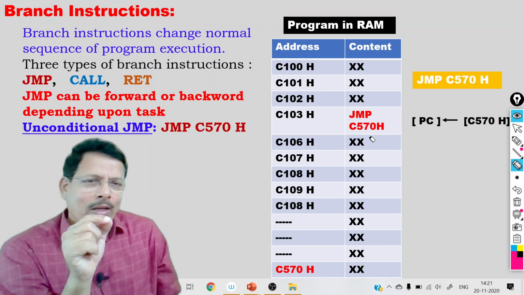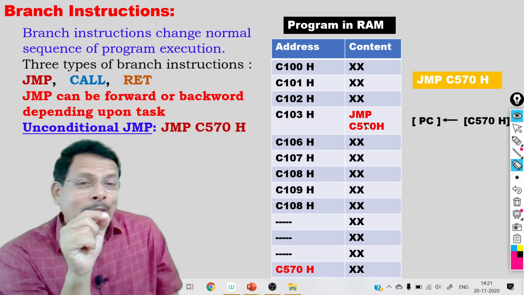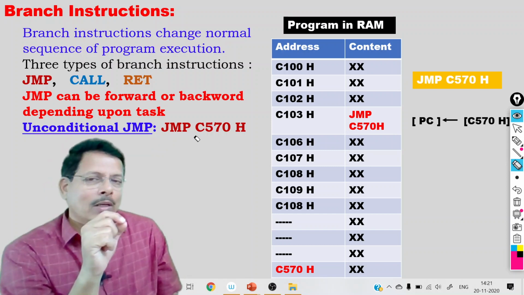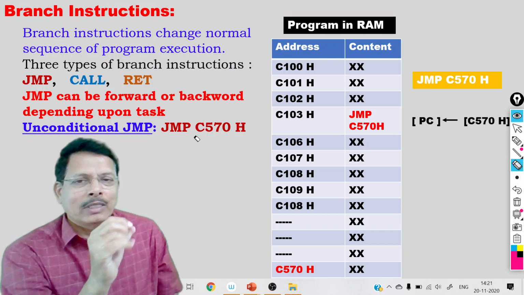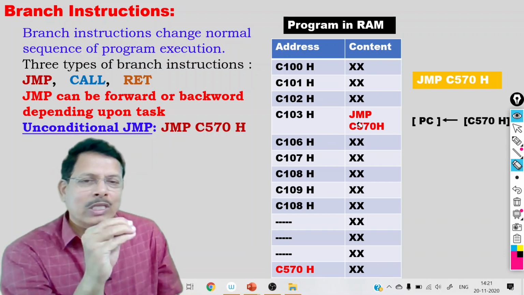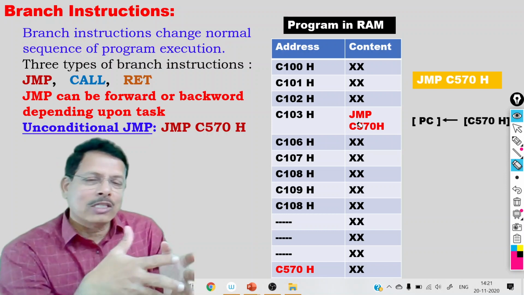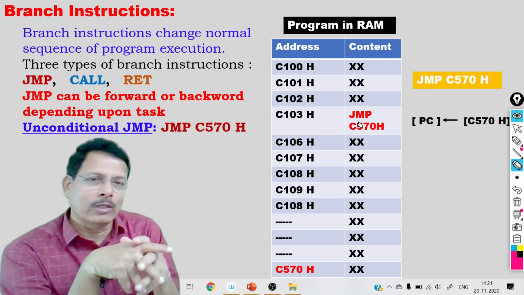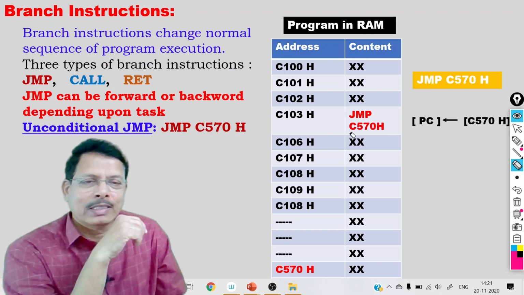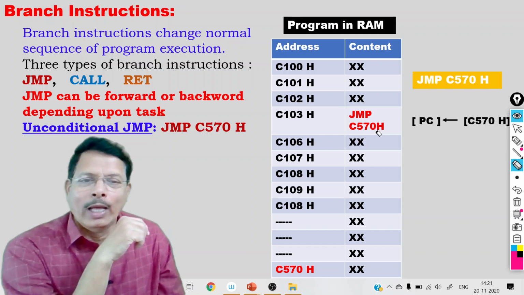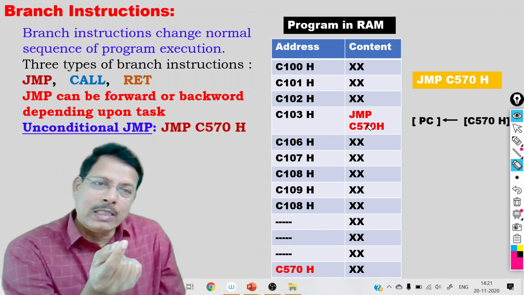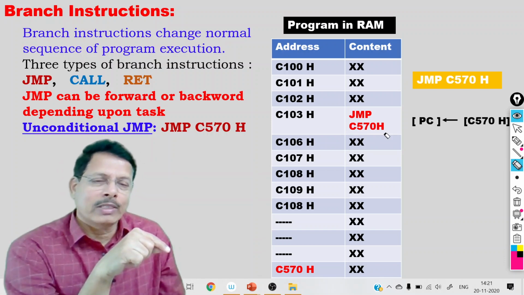JMP C570. So this is the branching instruction, and this is actually an unconditional branching, unconditional jump. That means it is compulsory. So jump means here you are forcing the microprocessor to transfer the control of execution to the addressed instruction. And what is the address given here? It is C570 hex. It means that from this point, the next instruction executed will be at C570.